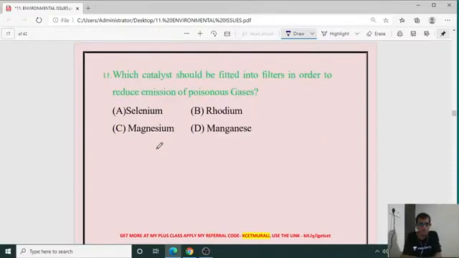Next question. Which catalyst should be fitted into filters in order to reduce the emission of poisonous gases? Filter attach catalyst. So catalytic converters are going to be utilized, isn't it? To reduce the emission of poisonous gas, the catalytic converter is going to increase the efficiency of utilization of the fuel. So the right answer is rhodium. Rhodium is going to be utilized as a catalytic converter to reduce the emission of poisonous gases. So the right answer is B.